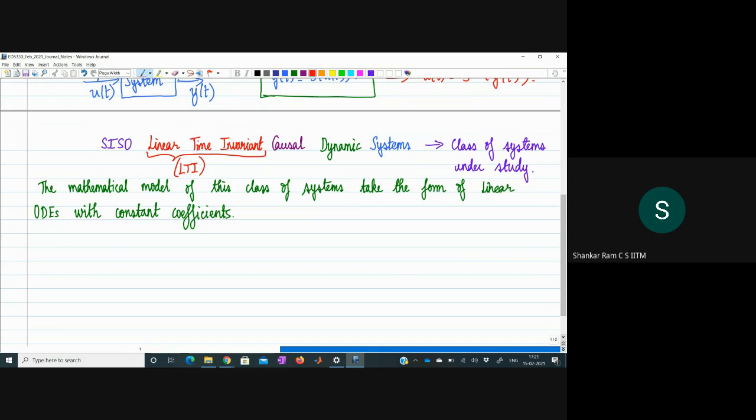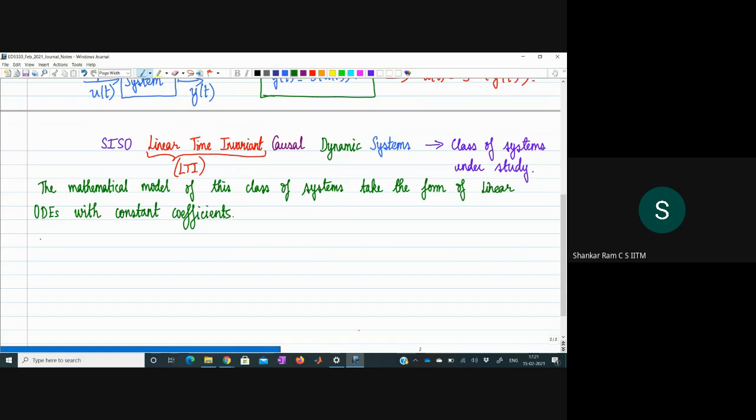In fact, we will learn as we proceed what the generic methods associated with this class of systems are, so that these tools are applicable not only to automotive systems but to any domain where you find this class of systems being used.